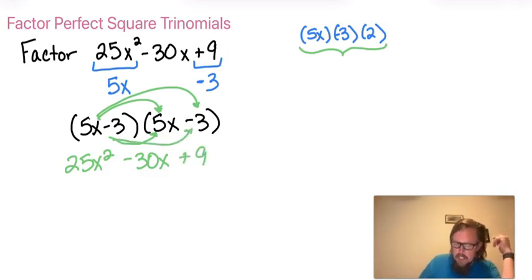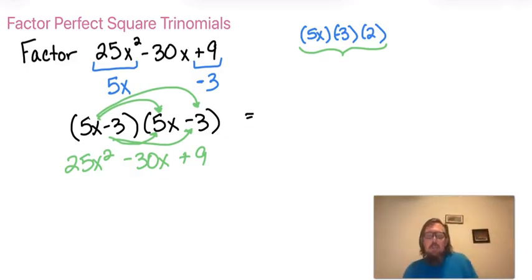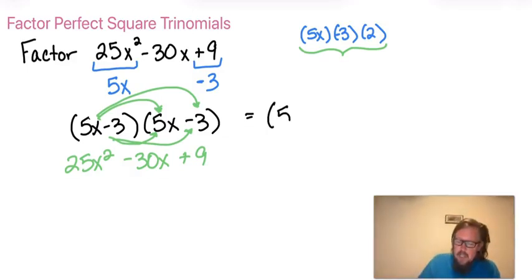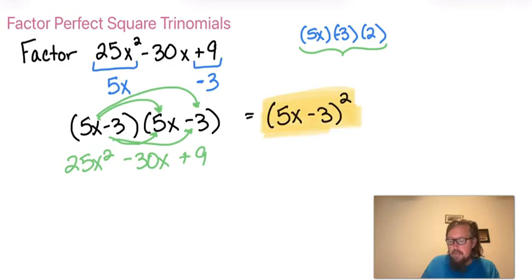So the answer here is this 5x minus 3 times 5x minus 3, but there's actually a fancier way we can write this. Since it's something multiplied by itself, we can be professional mathematicians here and write this as 5x minus 3 squared, which is how we're actually going to write the answer. 5x minus 3 squared means 5x minus 3 times 5x minus 3. So this is a perfect square trinomial.